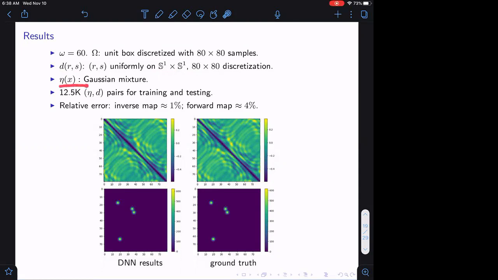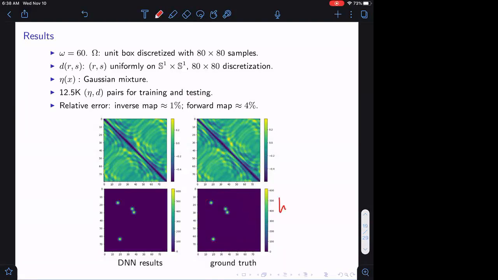And the media I use here is not complicated. It's a mixed Gaussian model. For every media, you have a bunch of Gaussians. The amount of training data that I collected is about 12K training pairs, and there's another 12K of testing data which I reserve to check the performance of the neural network. So here's how I carry out the test. This is the ground truth media, which I hide.